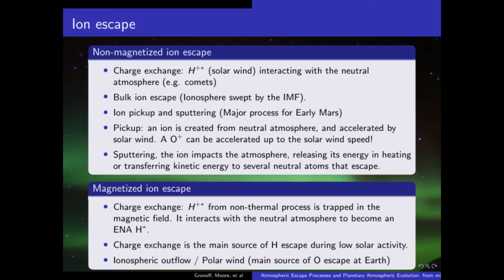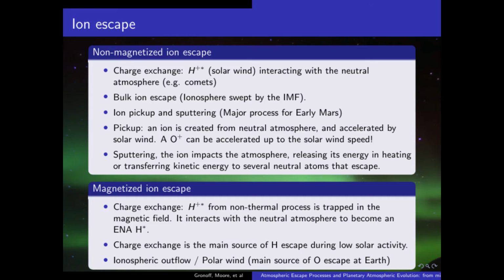In the case of a magnetized planet, we have charge exchange processes as well. For example, when an ion is trapped in the magnetosphere of the Earth, it can interact with the neutral atmosphere, basically becoming an energetic neutral atom and escaping. This kind of charge exchange is actually the main source of hydrogen escape at Earth in conditions of low solar activity.